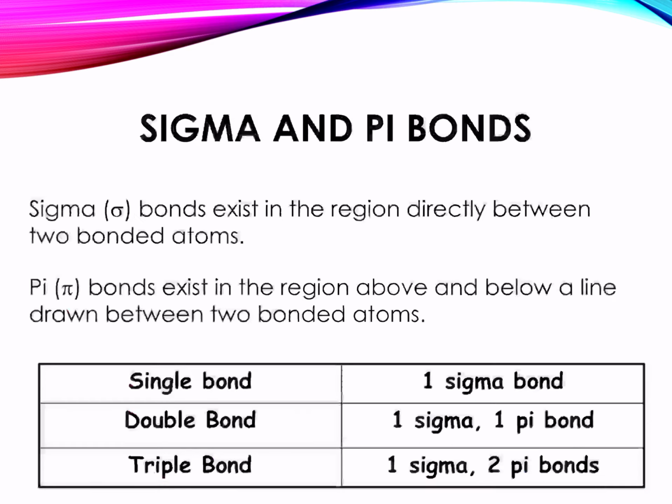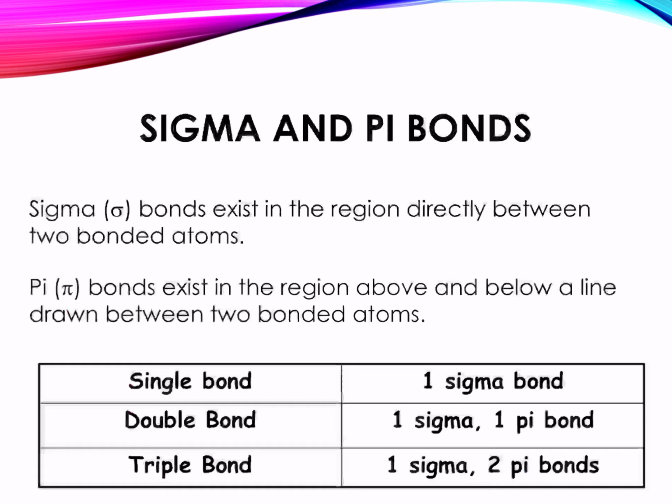that really means. So sigma bonds are shown by the Greek letter sigma there, and they exist in the region directly between two bonded atoms. And I think for the most part, this is what we think of when we think of a bond. We think of the electrons being between those two atoms. So that's what a sigma bond is. Pi bonds are different. They exist in the region above and below a line drawn between the two bonded atoms. And so I have some pictures that can show you.